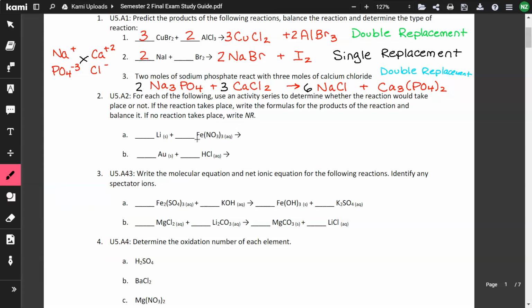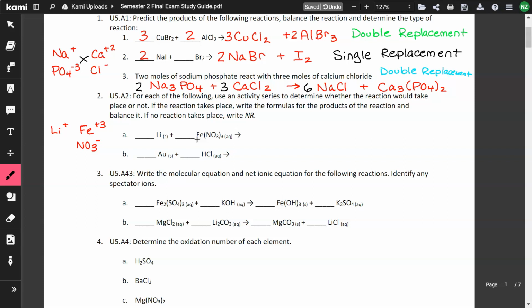So we've got lithium, we have iron, and we have NO3. And we actually have 3 of them. So NO3 is -1. There's 3 of them, so that means our iron has to be +3. And lithium is +1. All right.